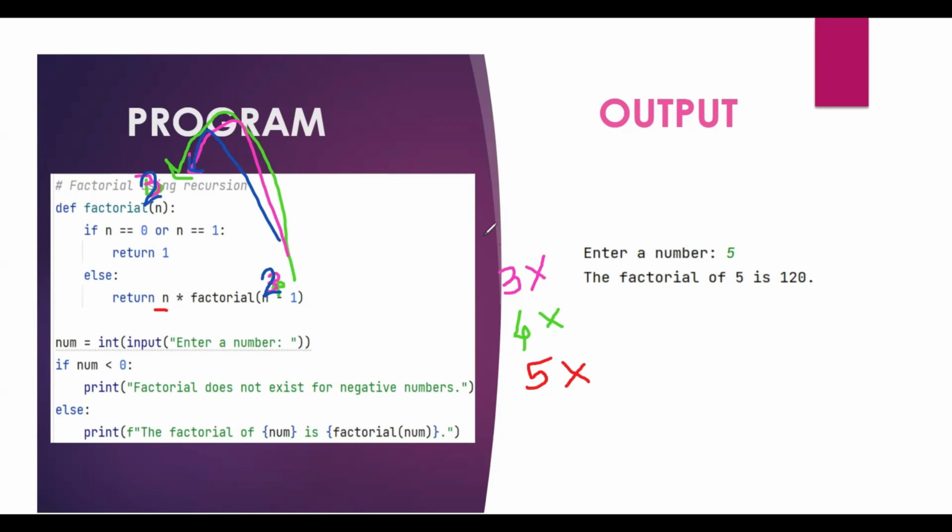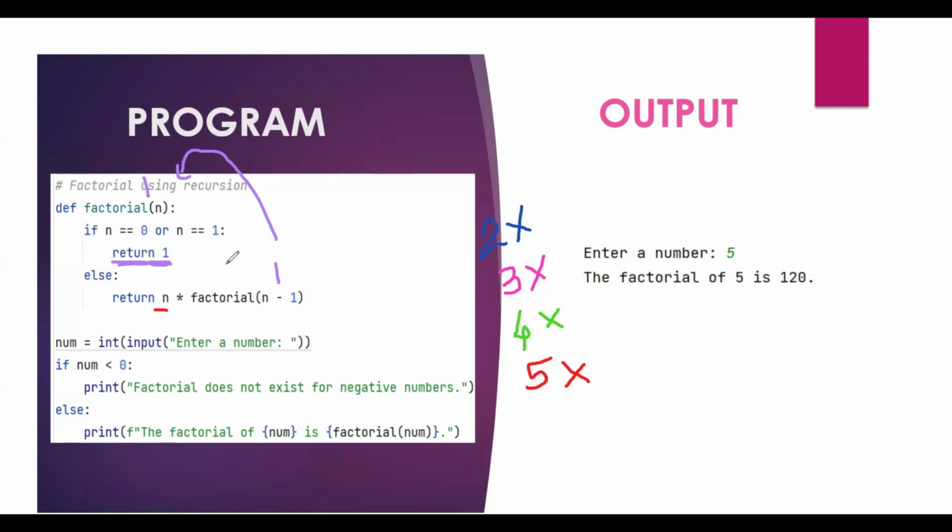We are returning 2 into factorial of 2 minus 1. This time 2 minus 1 becomes 1. So going up here, now the value of n is 1. We check if n is 0 or n equals 1. That's true, n is equal to 1. At that time we stop the continuous calling and directly return 1.